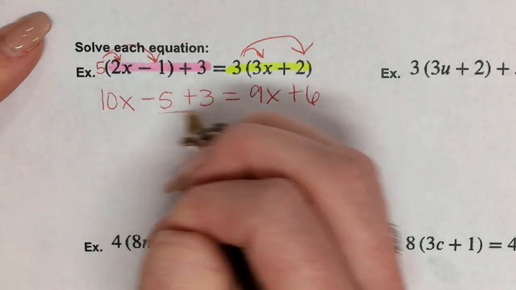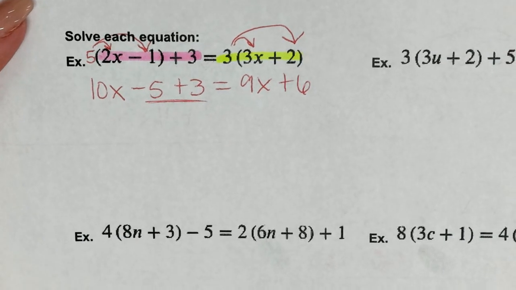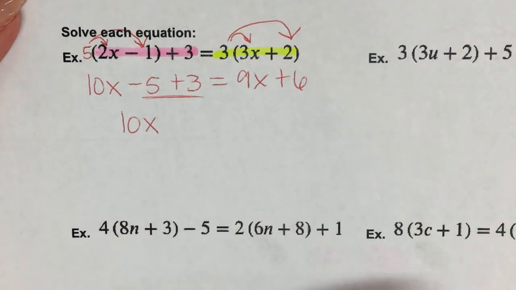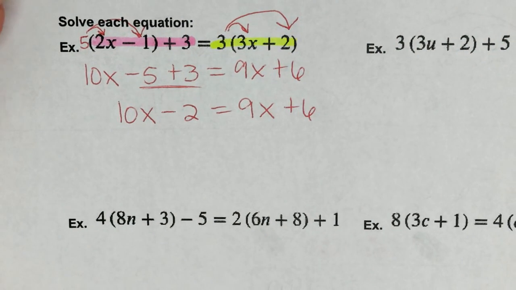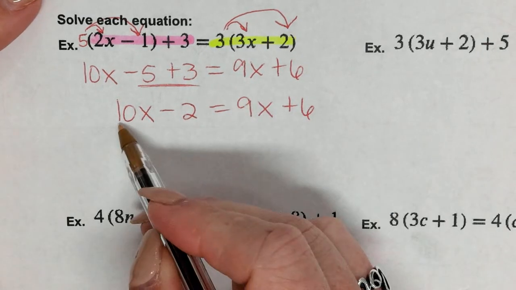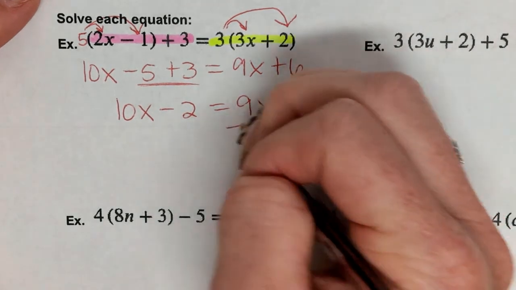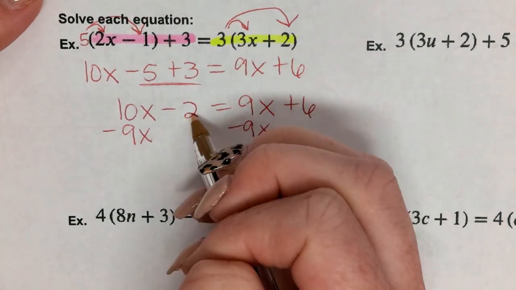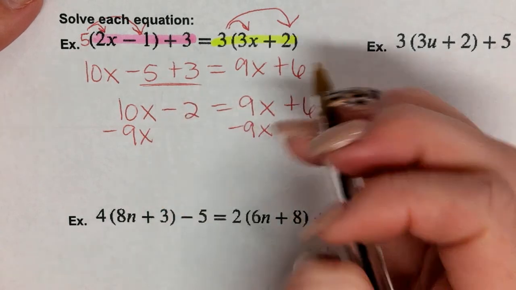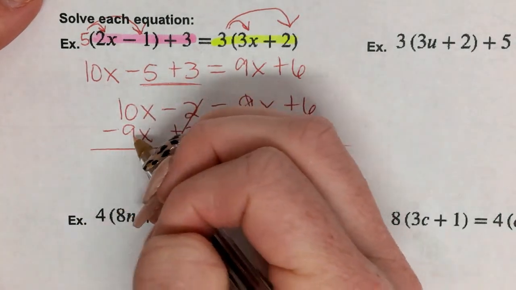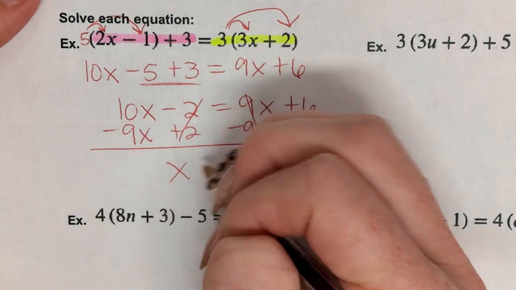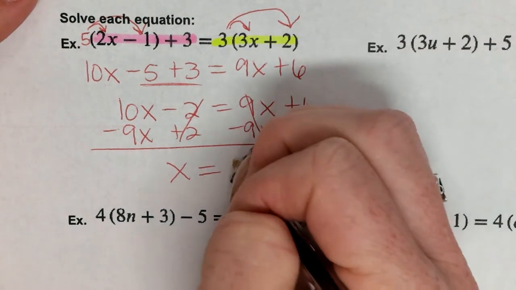I'm going to combine like terms, so these can be combined. So 10x, what's negative 5 plus 3? Minus 2. When you solve an equation, what's your job? Get all the variables on the left, all the other numbers on the right. So this 9x needs to move over here. How would I move positive 9x? Minus 9x. Can I go ahead and move this minus 2? How would you move minus 2? Plus 2. So 10 minus 9 is just x. And 6 plus 2 is 8.